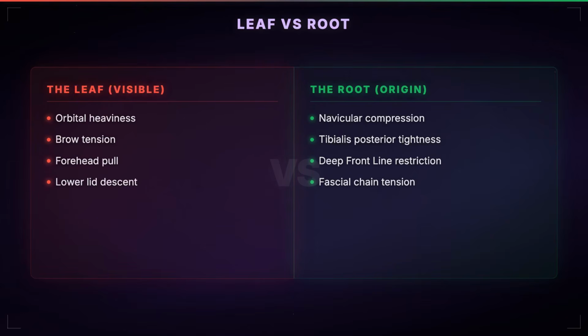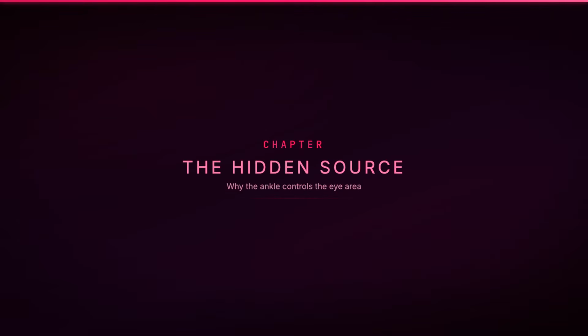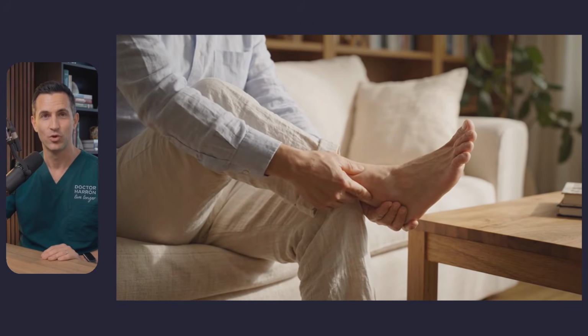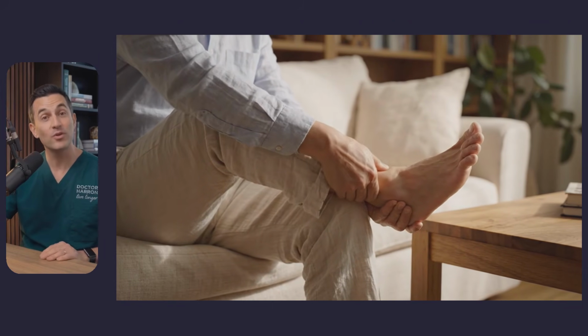The medial fascial column, the deep front line, functions the same way. The navicular is not where the visible problem appears. It is where the problem begins. The suboccipital muscles at the base of your skull, the galea aponeurotica along your scalp, the orbital fascia around your eyes. These are the leaves. Distant, visible, carrying the consequences of compression that started far below. A gardener who understood this would not spray the leaves. A gardener would go to the root. That is what the inner ankle press does. It goes to the root.